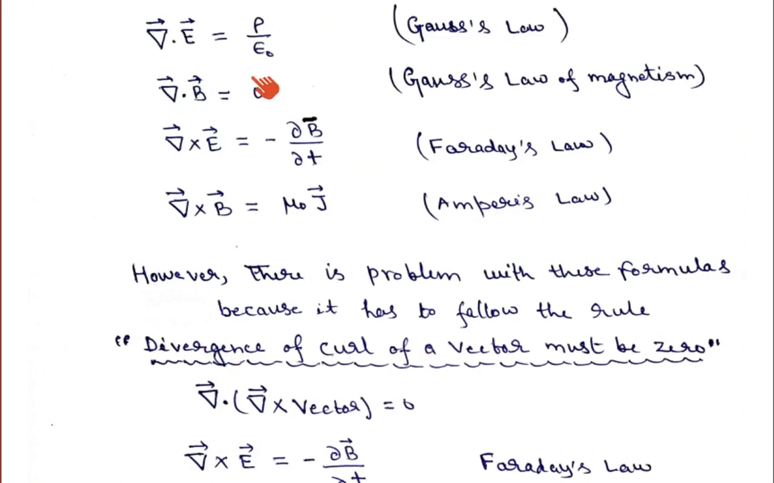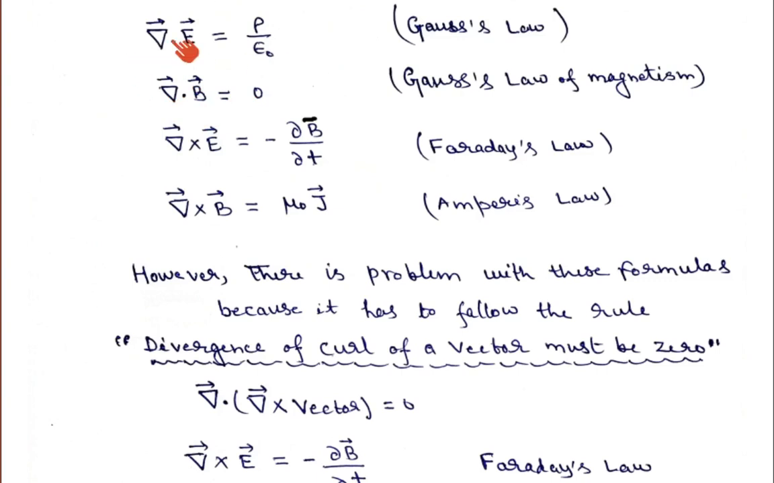Similarly, if you come to here, that is divergence of B is equal to 0. Then we have already defined this B quantity because of this property that the divergence of curl of a vector is equal to 0. So we have written B is equal to del cross A, where A is the vector potential. So if we write del dot curl of A, that is obviously equal to 0. So this is also equal to 0.